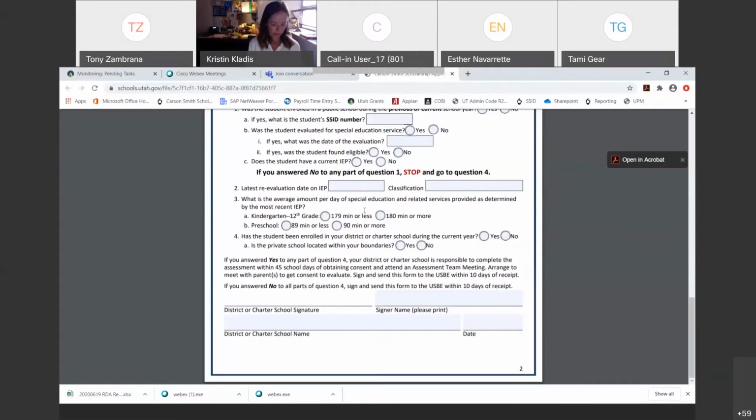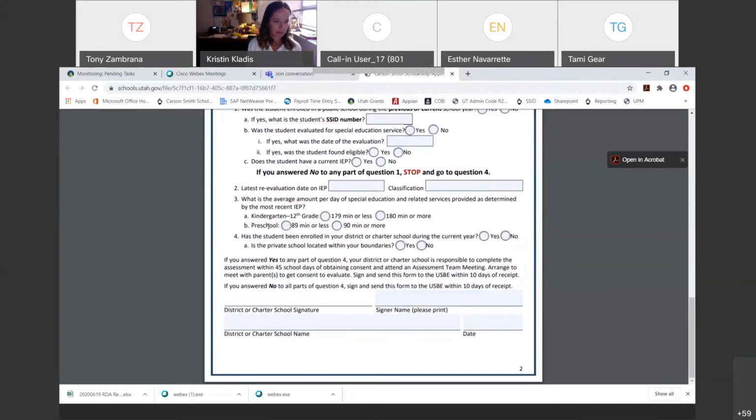And then if it's kindergarten to 12, you will either mark that it's 179 minutes or less per day, or 180 minutes or more per day on average. And we will have Tammy get into that a little bit more as we continue this training. So just put a little pin on that. We'll get more in depth of what exactly that means.